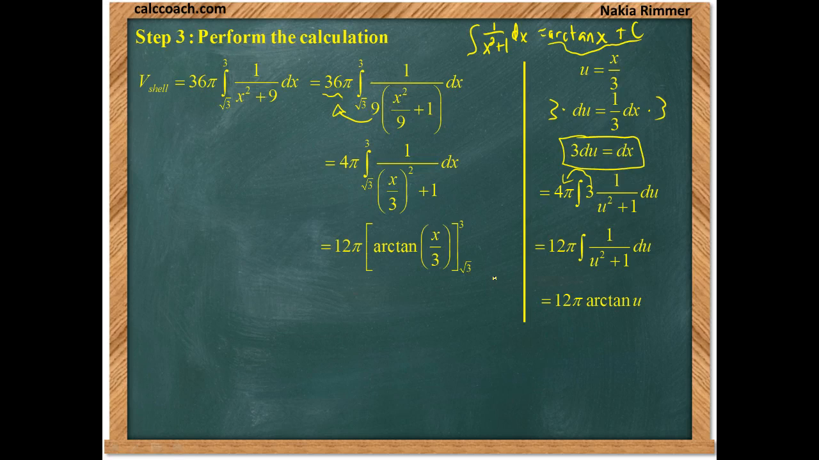We need to plug a 3 in. We need to plug a root 3 in. So we have the arctan of 1, because it's 3 over 3. And then the arctan of root 3 over 3. All right, great. Well, first let's deal with the arctan of 1.